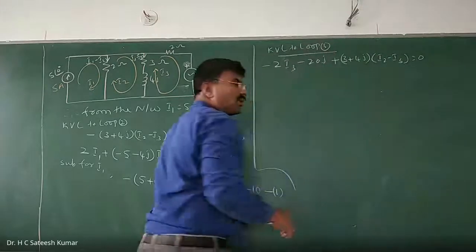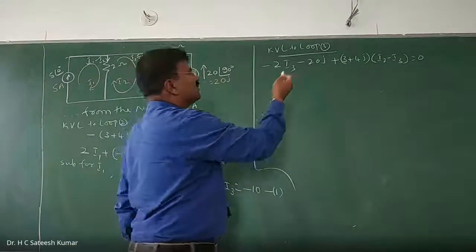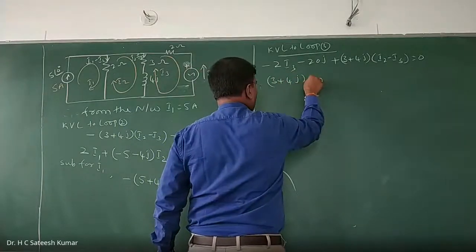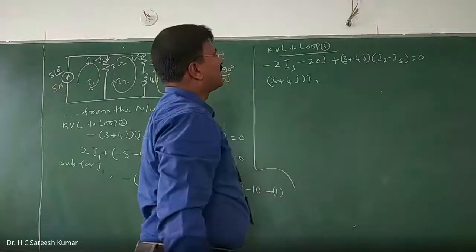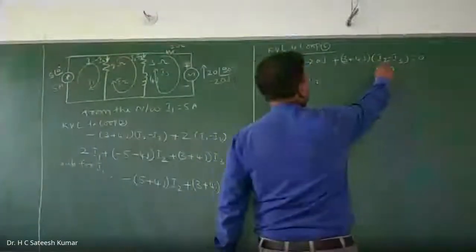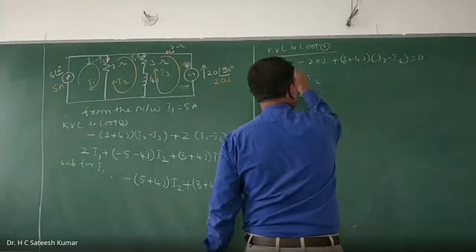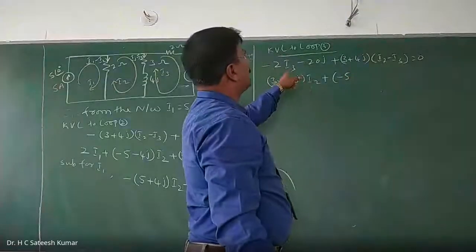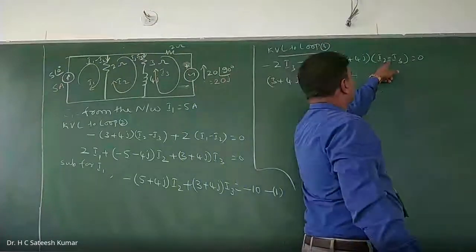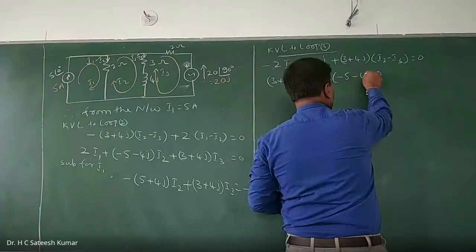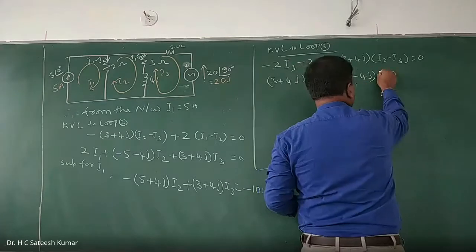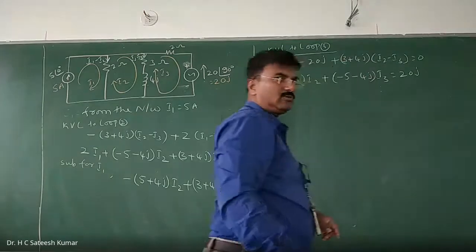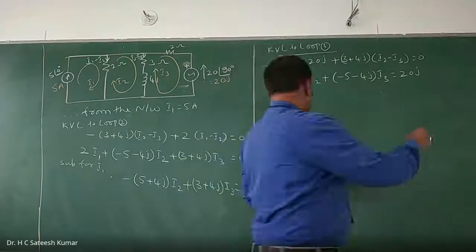Now, group I2 and I3 components. I2 components: only 3 plus 4j into I2 is there. I3 components: minus 3, minus 2, therefore minus 5 I3. Next, minus 4j into I3, is equal to 20j. Call all this as equation number 2.